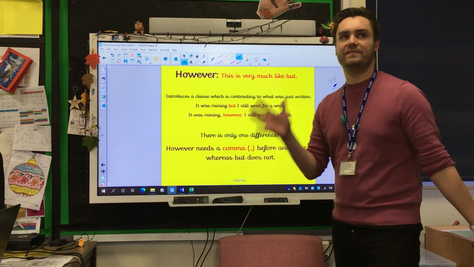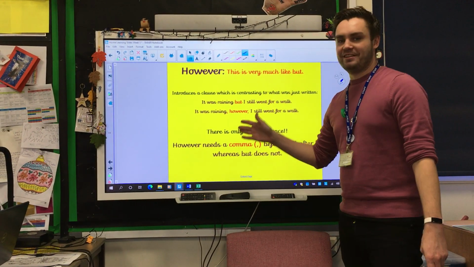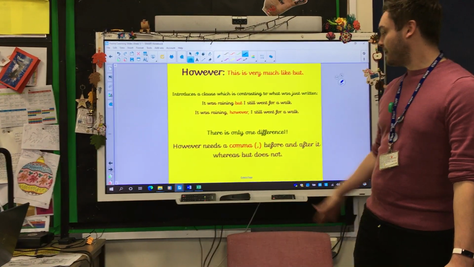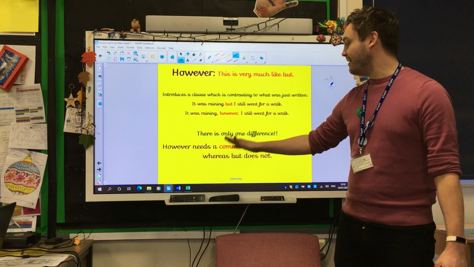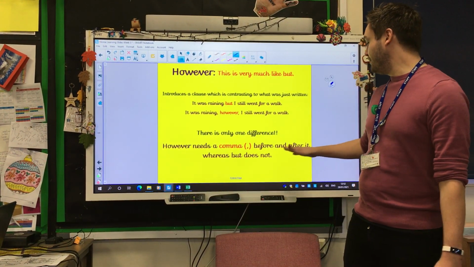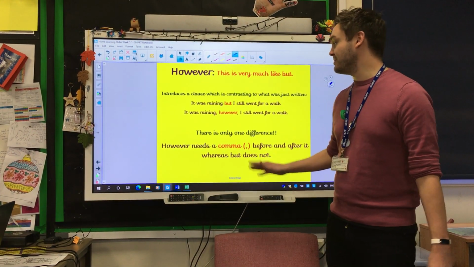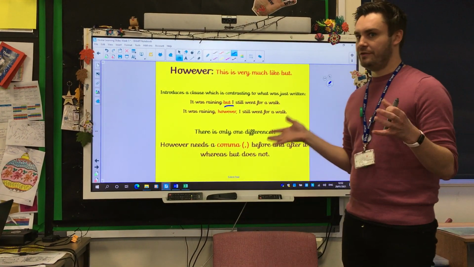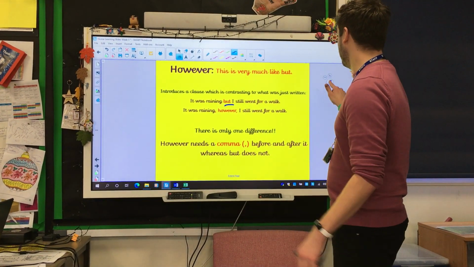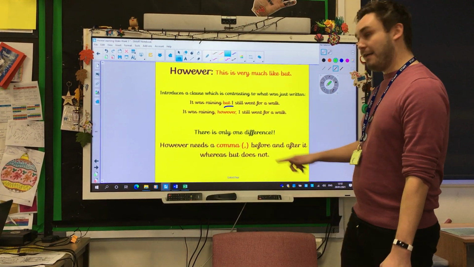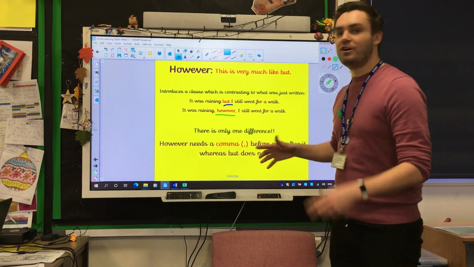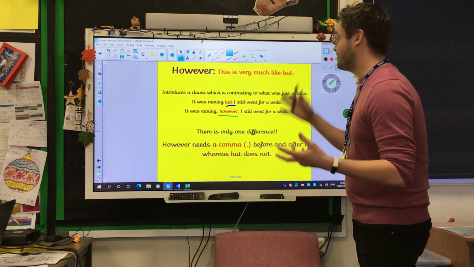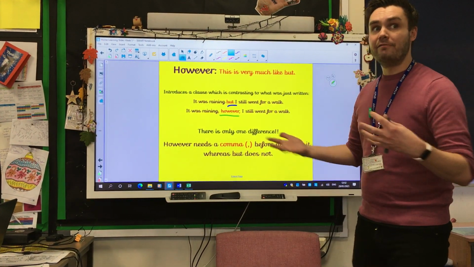However. That's it, I love this conjunction in year 4. You might want to say, it was raining, however, I still went for a walk. There was only one difference. However needs a comma before and after it, whereas but does not. You see, there's but doing its little thing there without commas, can support itself on its own. However, love that word, needs a comma either side of it to make sense. So however is a really good one in contrast to but. They're very similar, however sounds a lot more powerful.